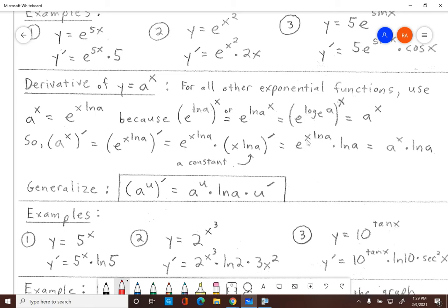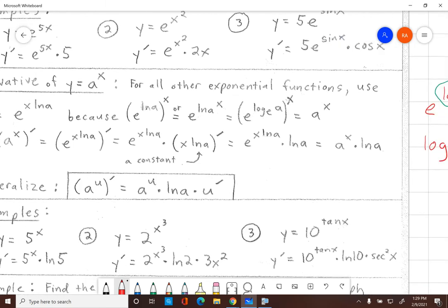It's all of this. And what we can do is resub a to the x for this e^(x ln a) right here. That was just a to the x times natural log of a. So here's how we do it. It's like the derivative of e to the u is itself, the derivative of e to the x is itself times the derivative of the exponent. Or in general, for all exponential functions, the derivative of a to the u is itself times natural log of the base times the derivative of the exponent.